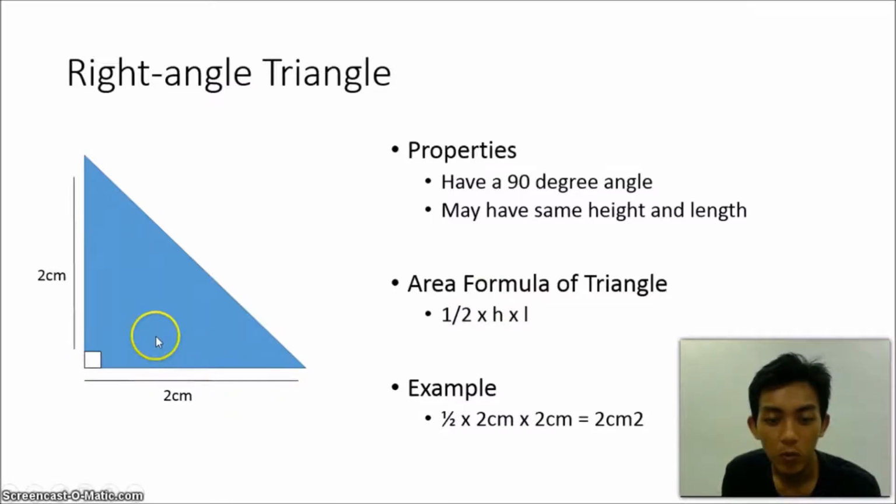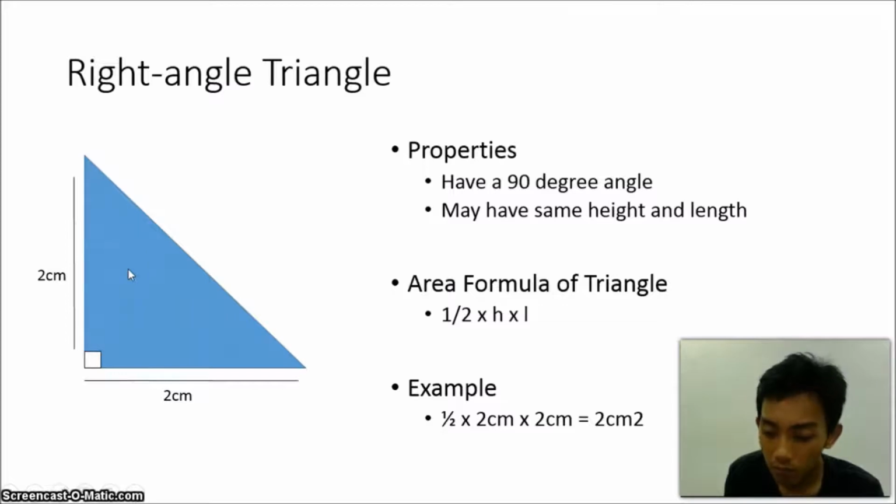An example, 1 over 2 times 2 centimeter times 2 centimeter equals 2 centimeter squared. That's the area of this right angle triangle.